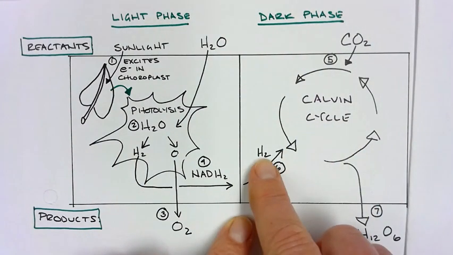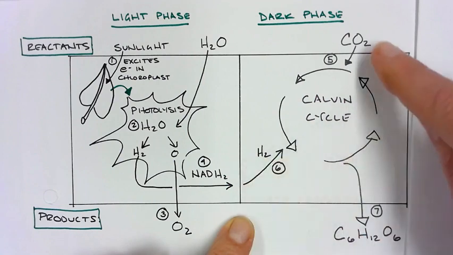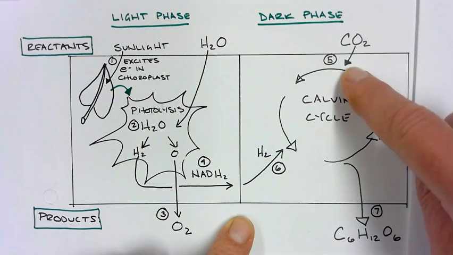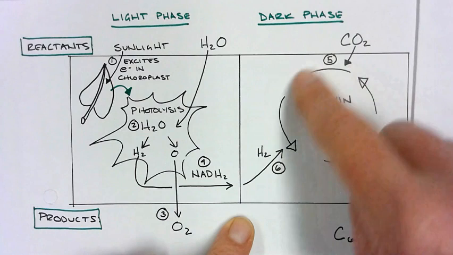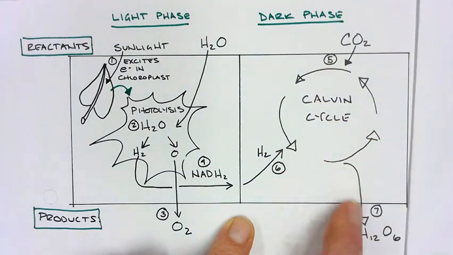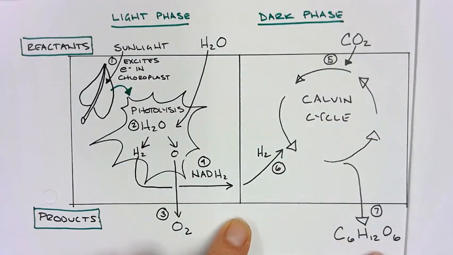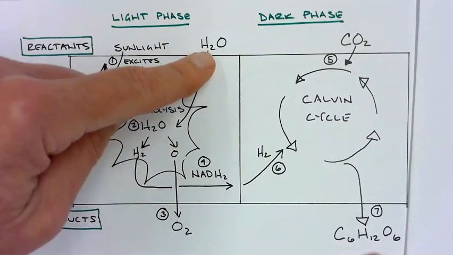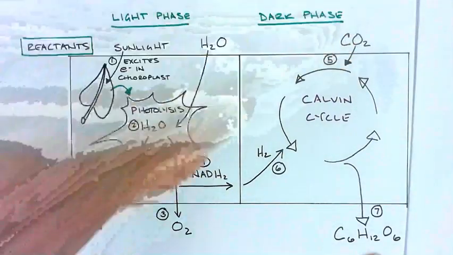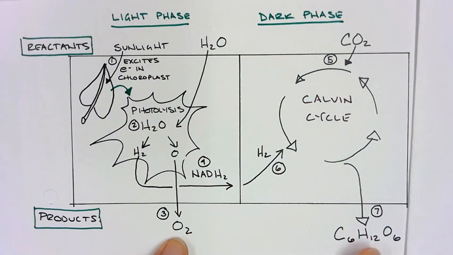So we're bringing in hydrogen from water, we're bringing in carbon dioxide from the atmosphere, and we run it around in this circle, and our product is glucose on this side. Again, our reactants are water and carbon dioxide, and our products are oxygen and glucose or sugar.